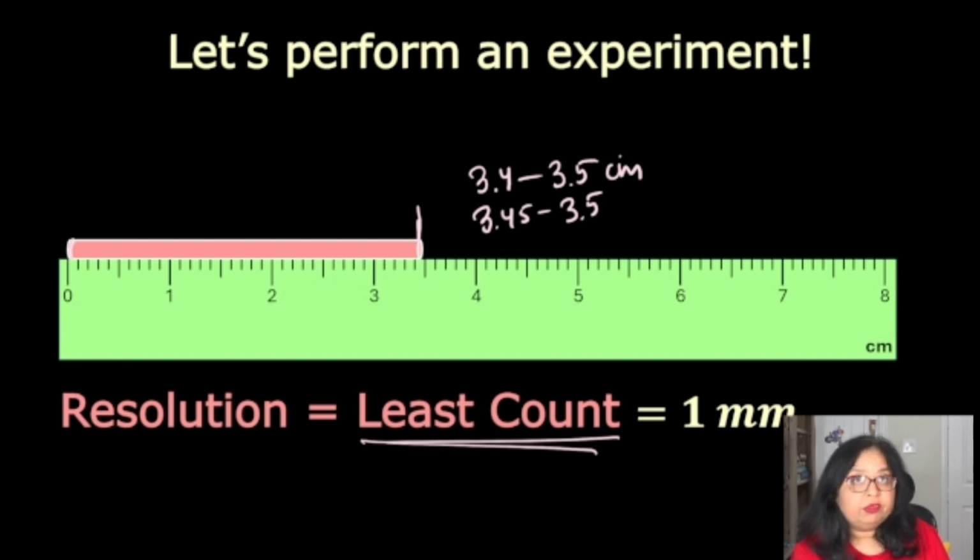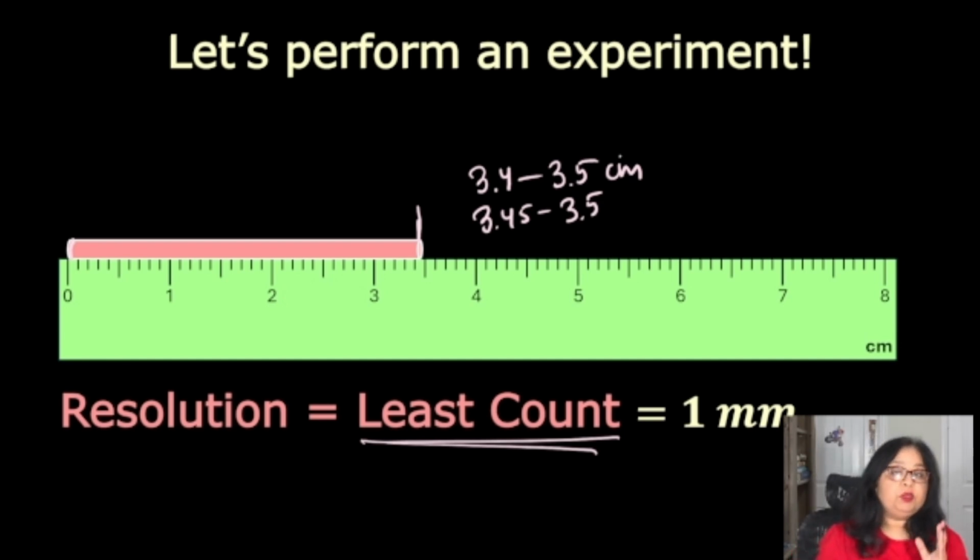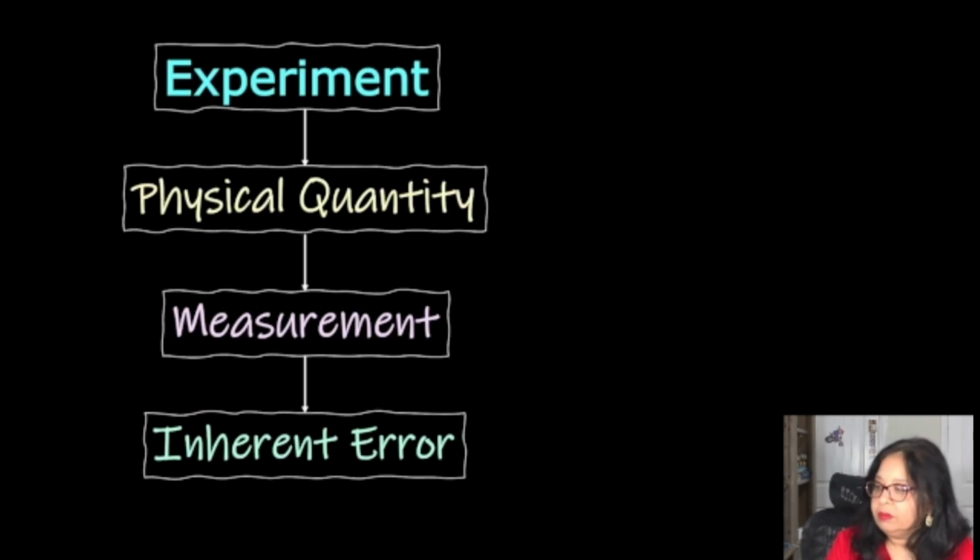And the least count of the ruler is 1 millimeter. So now the length is between 3.4 to 3.5. It cannot tell you for sure. You can guesstimate it. You can make a very good guess, but you can't say for sure. So this is the reason why we say that every instrument has an inherent error in it, because no matter how precise your instrument is, it will still have some least count. And anything that's smaller than that least count cannot be measured very reliably using that tool. I hope that made sense. Let me know in the comment if it made sense or not.